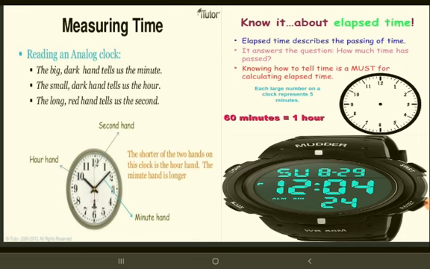60 seconds is 1 minute. 1 minute is 60 seconds. 60 minutes is 1 hour. 24 hours means 1 day. So 1 day equals 24 hours. 1 hour equals 60 minutes. 1 minute is 60 seconds. 1 hour is 60 minutes. 1 day means 24 hours.